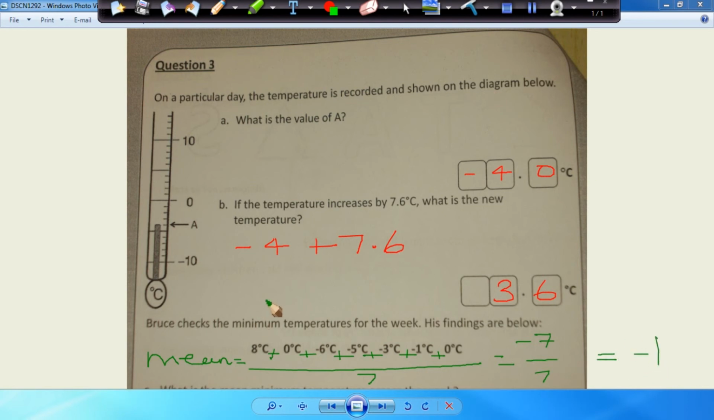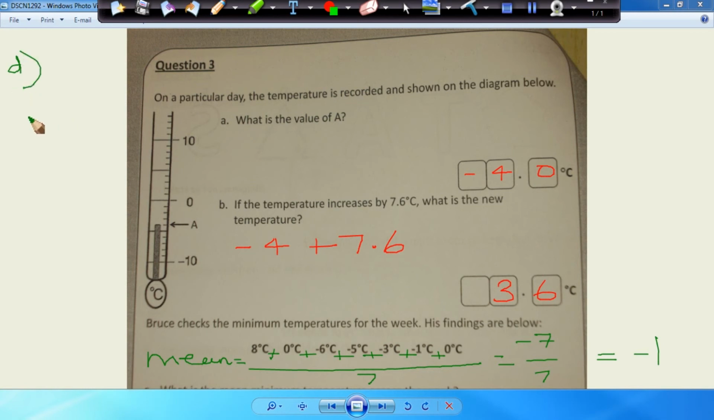Okay, that's the answer we just did, now is the answer C. So here's A, B, this is answer C. Now question D, I'm going to read it to you. What is the range of temperatures for the week? Right, I want a hand up please for question D. Can somebody define for me range?